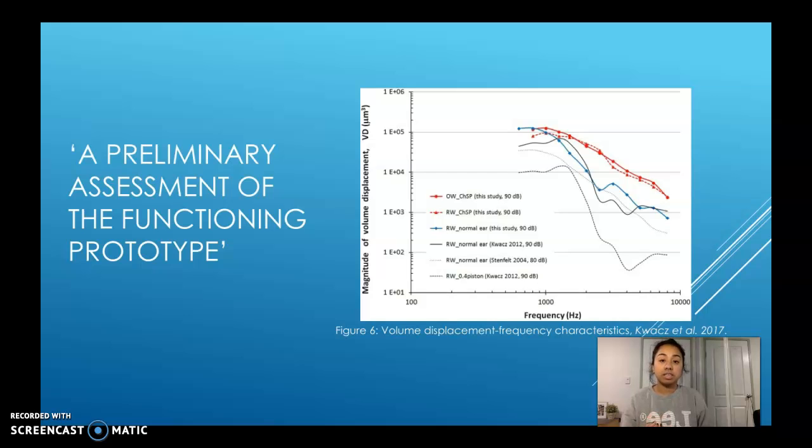As shown in Figure 6, this shows the new design's volume displacement frequency in comparison to other types. So as you can see, the red dotted line, which represents the stapes prosthesis prototype, is much higher than the lowest black dotted line, which is a representation of a previous prosthesis.